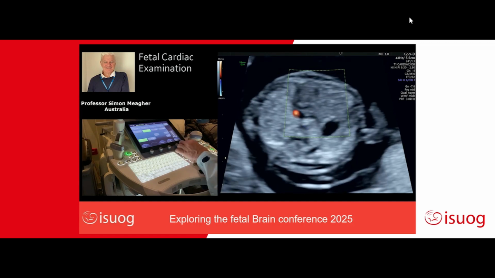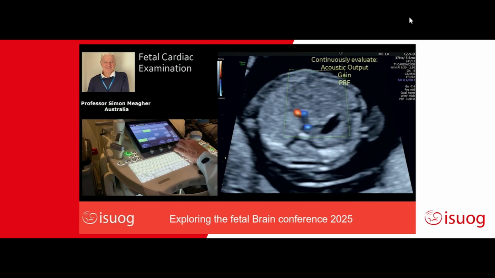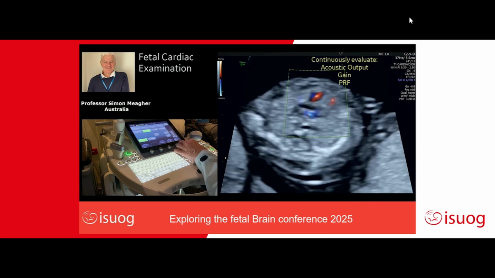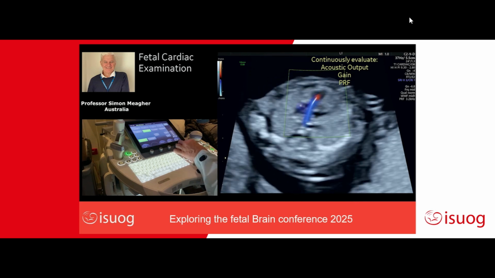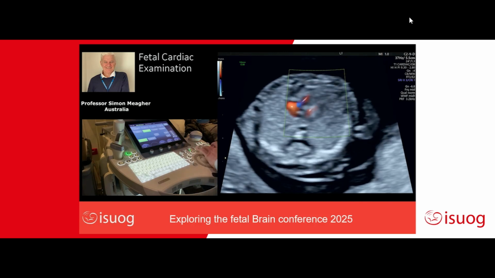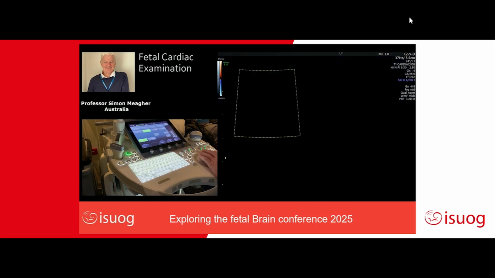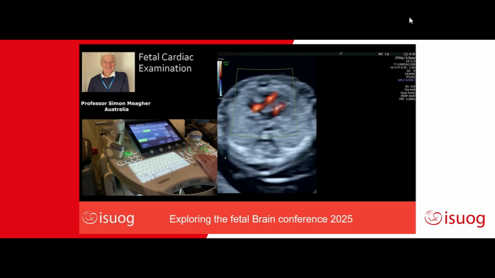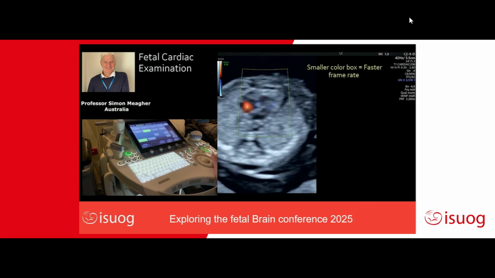And my controls are constantly on the acoustic output, the color gain, and the PRF. They're the 3 controls that I use in looking at color. So again, when looking at the heart to get inflow, I have the apex up at 1 o'clock, so 1 o'clock or 12 o'clock. Split the image. Now always narrow the box down, so it's just examining the heart.